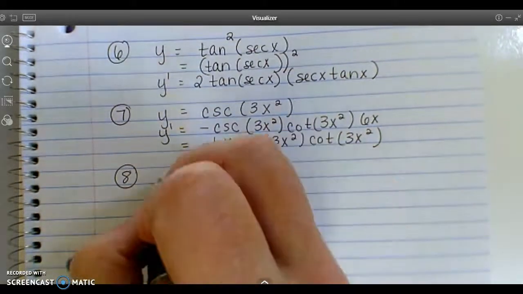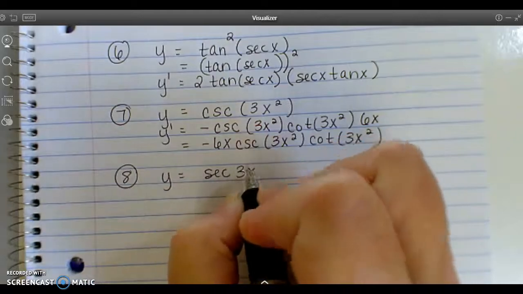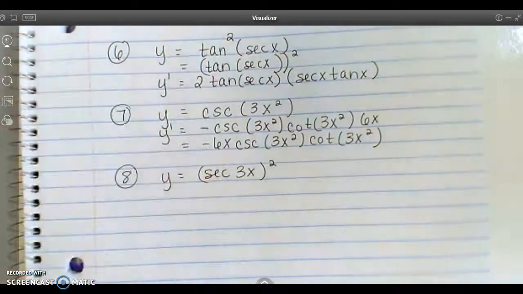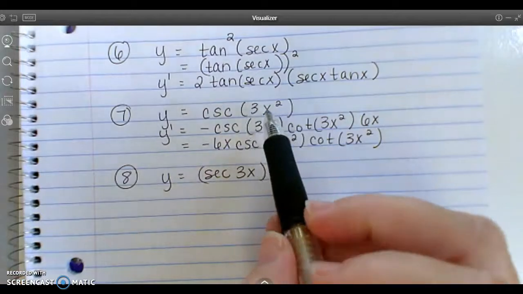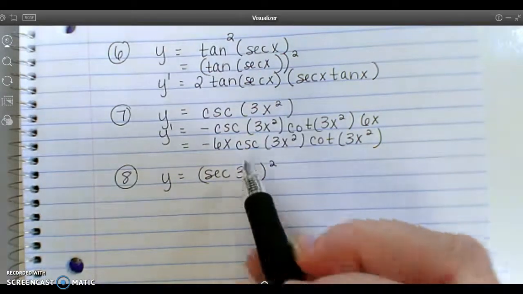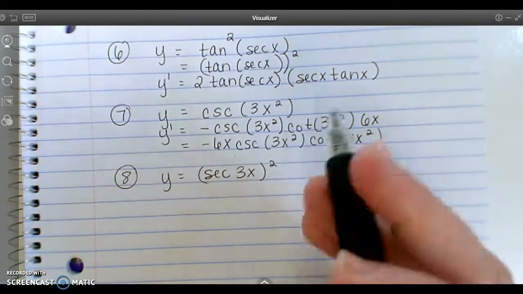Okay, let's talk about the difference in what that problem means and what that problem means. These two problems mean something different, even though there is a 3x. Notice that the squared here was only on the x. This squared is on the whole thing. I could have written that squared like I did here with the tangent. It could have been on the secant.